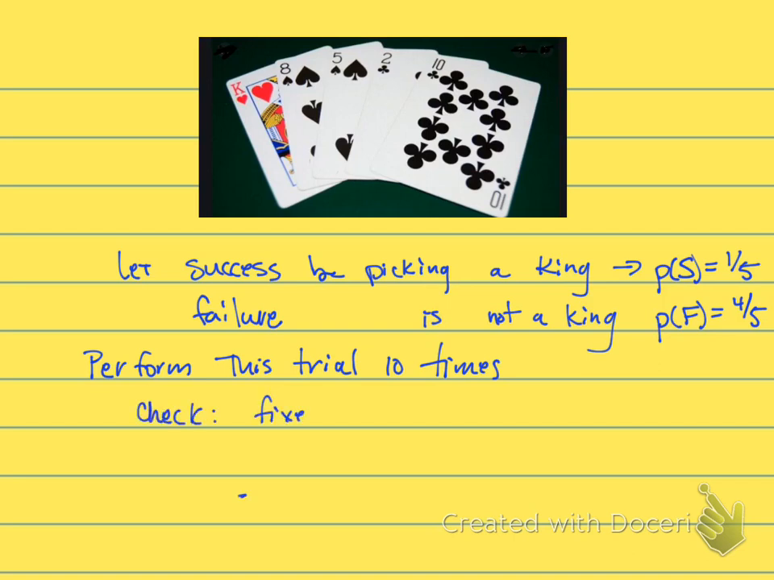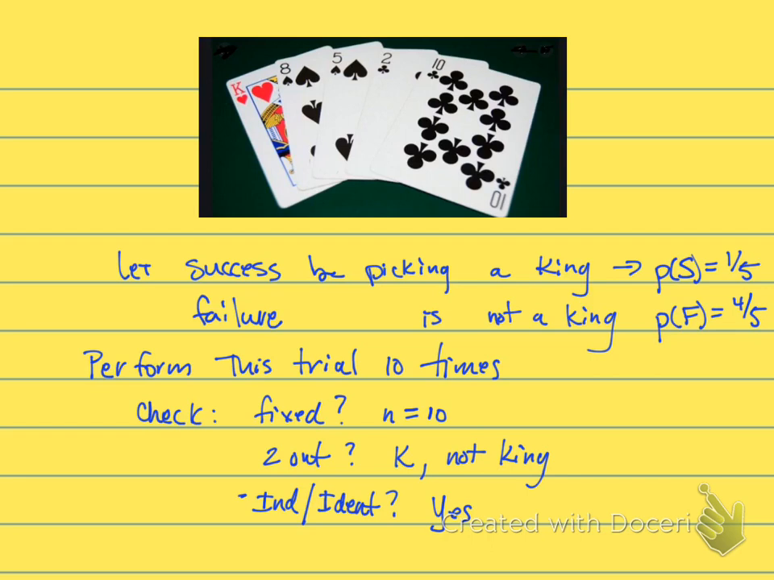Fixed number of trials? Yes. N equals 10. Two outcomes? Yes, king, or not king. Are they independent and identical? Yes, because I'm returning the card to the deck, shuffling, and doing it again. Okay, so the probability of success is the same on every trial. All right, so this represents a binomial experiment.